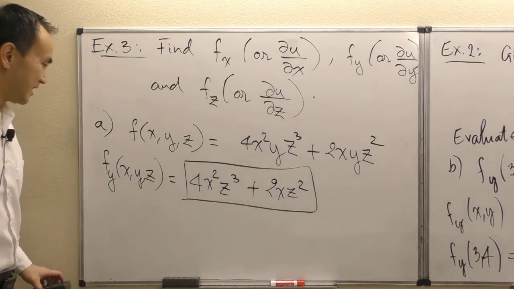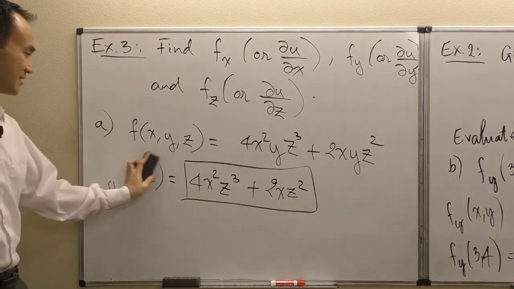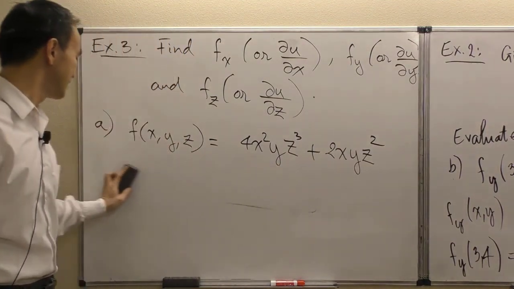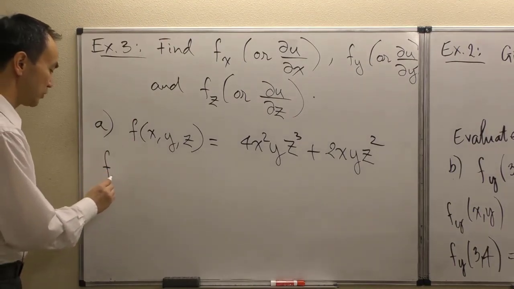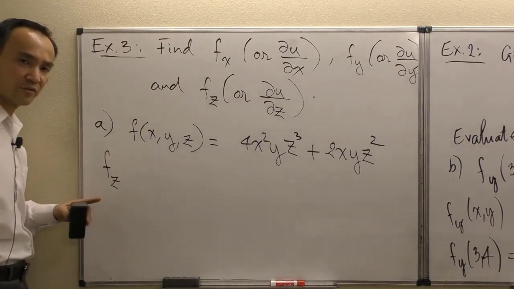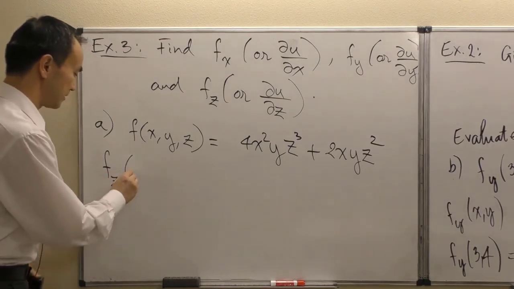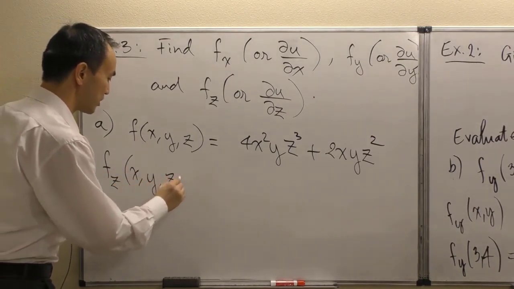All right, and now let's look at the partial derivative with respect to z right here. Well, of course it's a function of three variables.